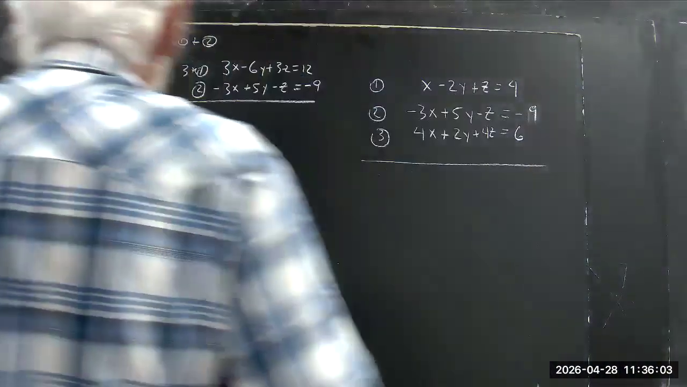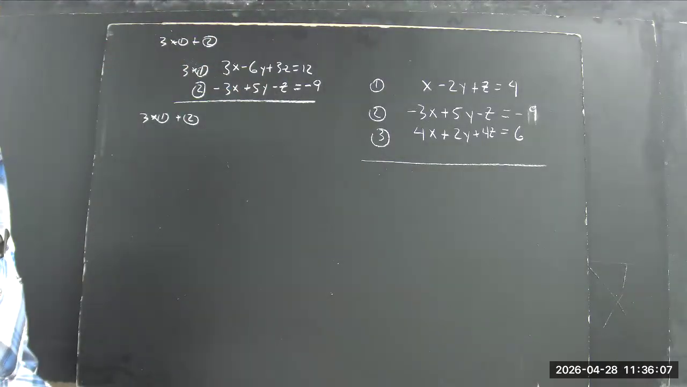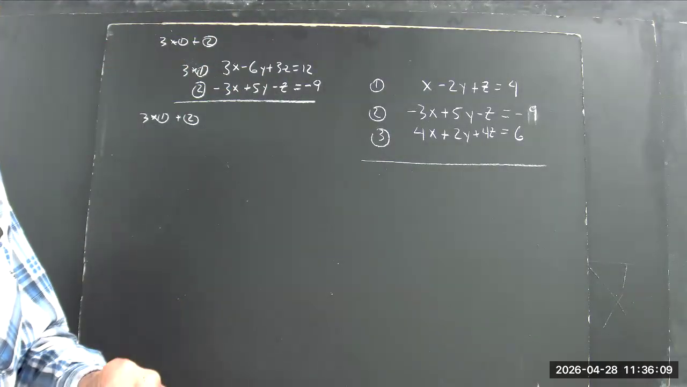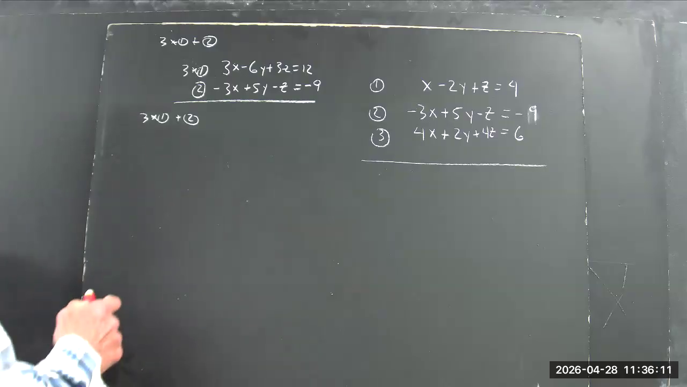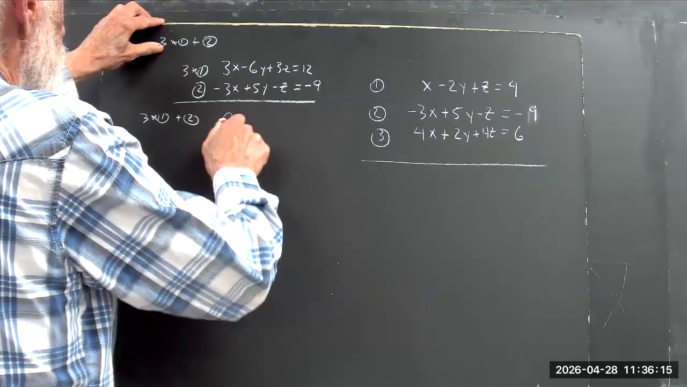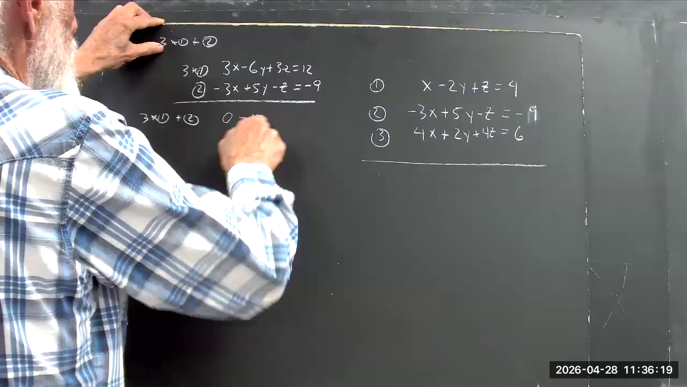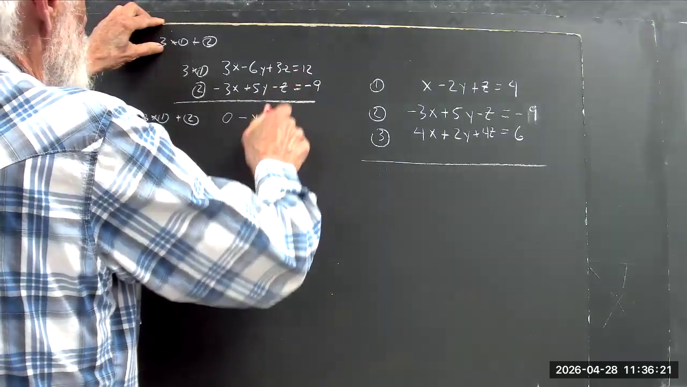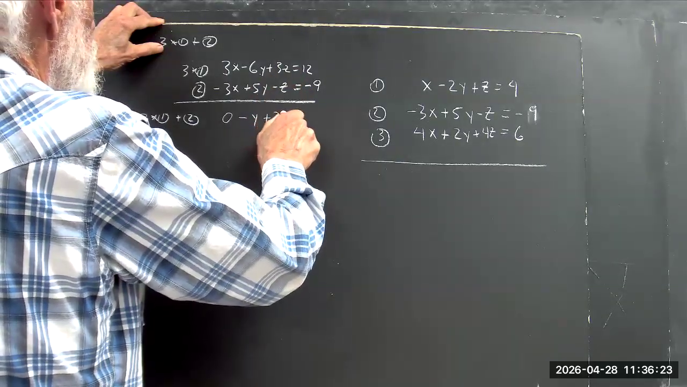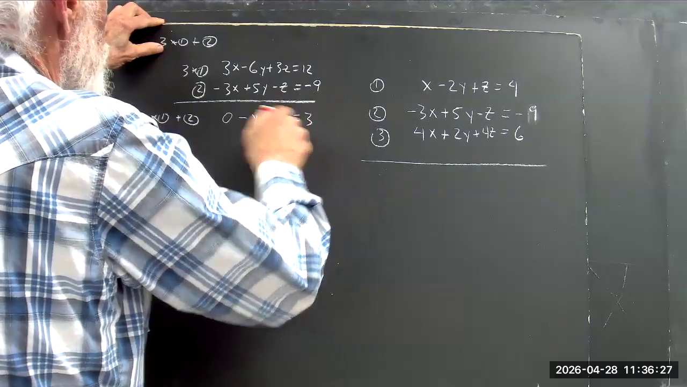Okay, now you should see why we did what we did. We've eliminated x between the two equations. 3x minus 3x gives us 0. Negative 6y plus 5y is negative y. 3z minus z is plus 2z. And 12 minus 9 is 3.